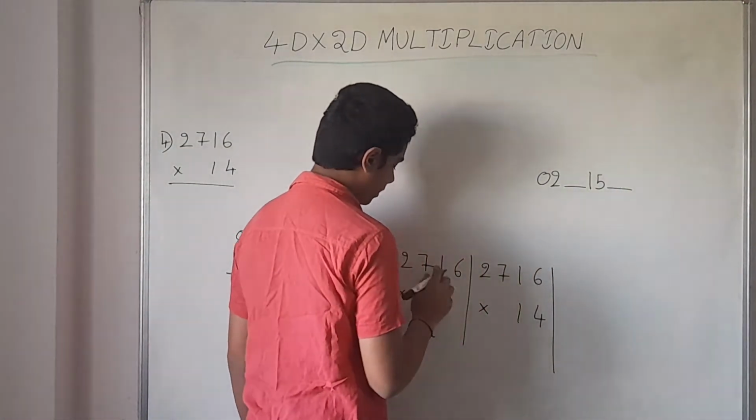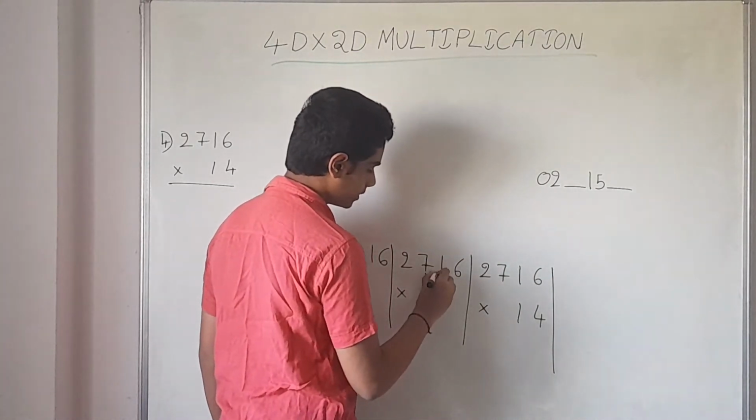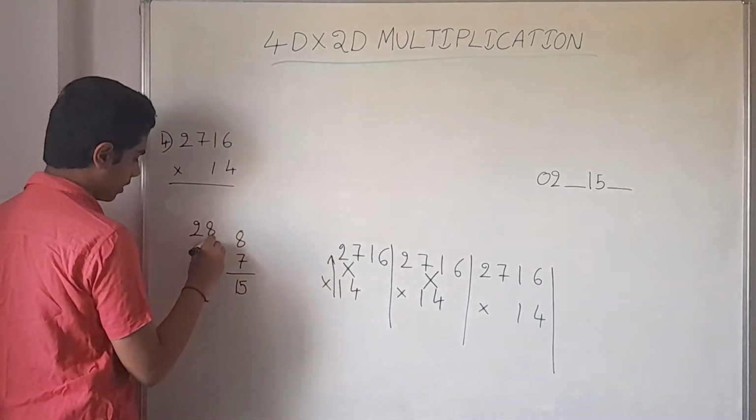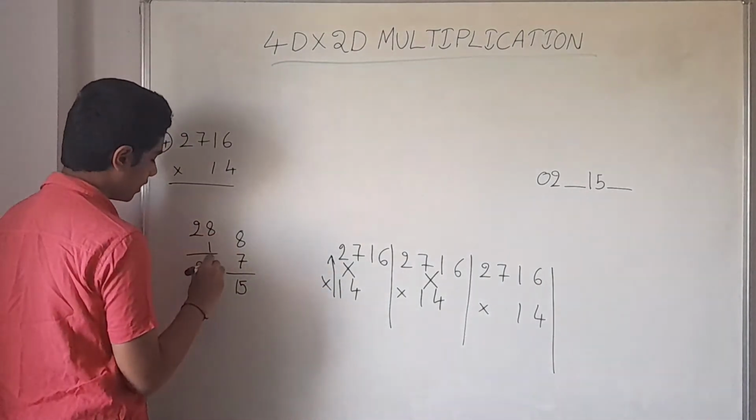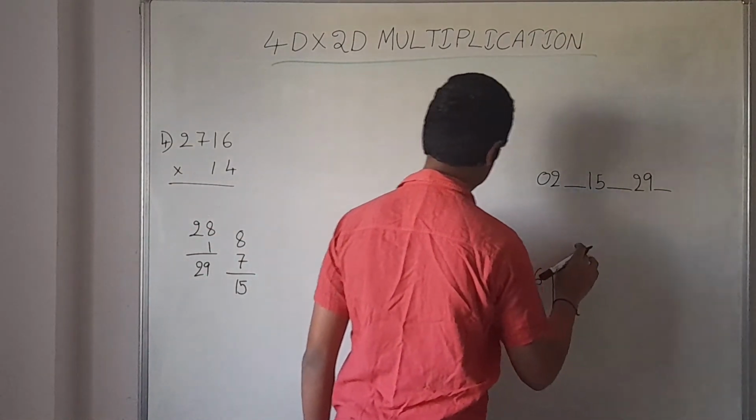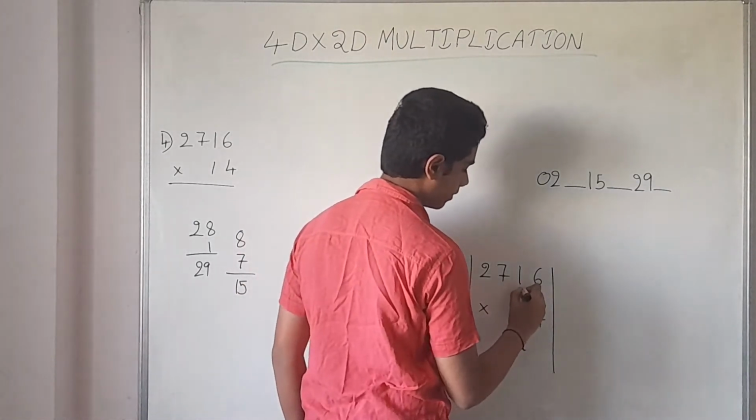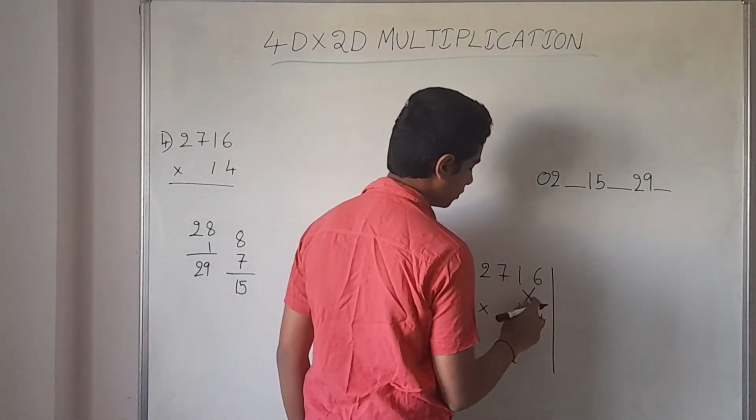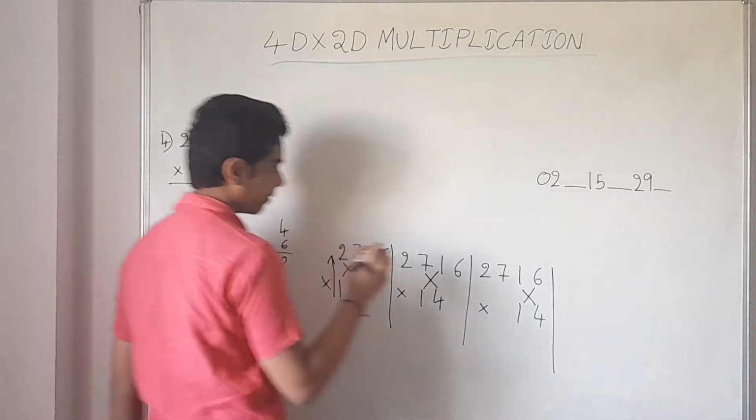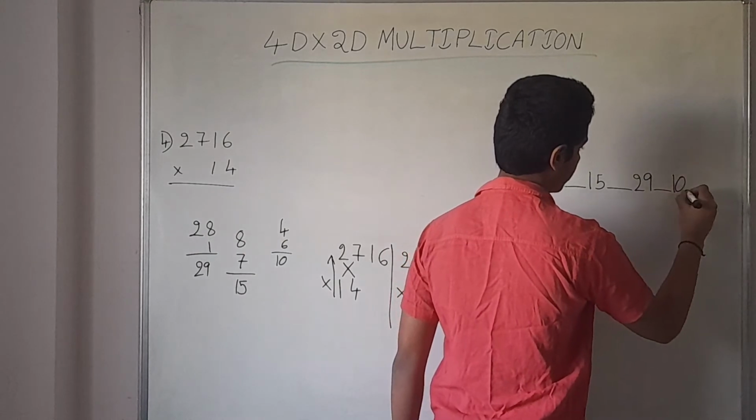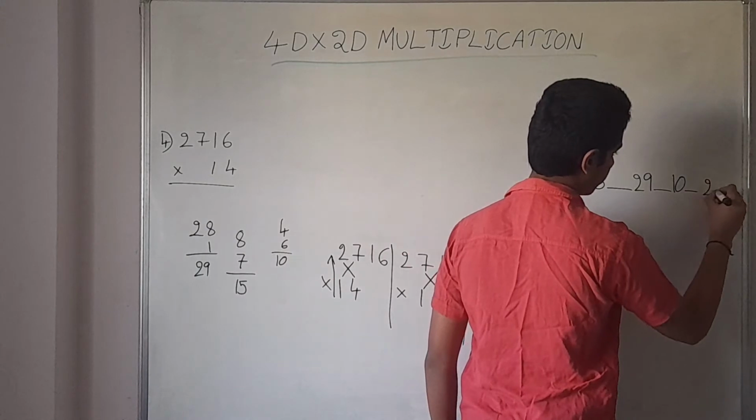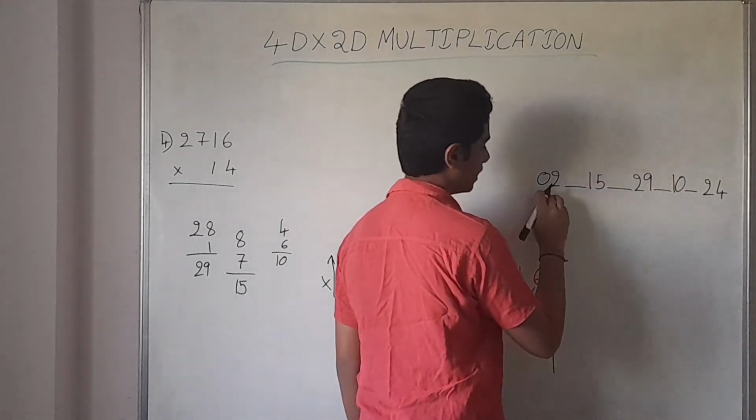Come to second part and multiply 7 into 4 plus 1 into 1. 7 into 4 is 28. 1 into 1 is 1. 28 plus 1 is 29. So write 29 and keep a dash. Come to next part and multiply 1 into 4 plus 6 into 1. 1 into 4 is 4. 6 into 1 is 6. 6 plus 4, 10. Write 10 and keep a dash. At last multiply 6 into 4. That is 24. Now we add these all.